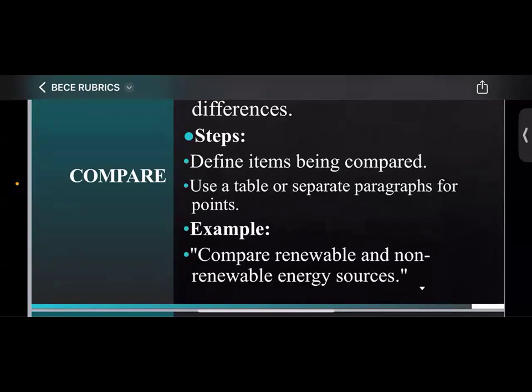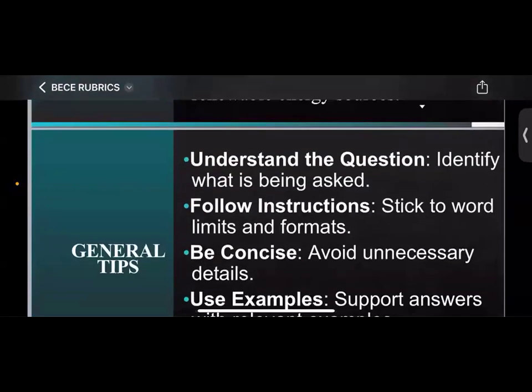Example, compare renewable energy and non-renewable energy sources. You can write or draw your table, left side renewable, at the other side non-renewable, and then you can compare. And it becomes easy for the examiner to mark them alongside each other.